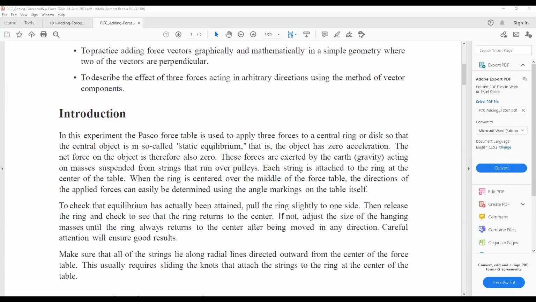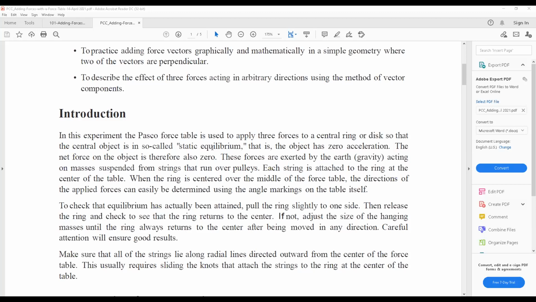These forces are exerted by the Earth acting on masses suspended from strings that run over pulleys. Each string is attached to the ring at the center of the table. When the ring is centered over the middle of the force table, the direction of the applied force can easily be determined using the angle marked on the table itself. In our case, we can see where it is, and it starts at 0 down where we have the F3 force.